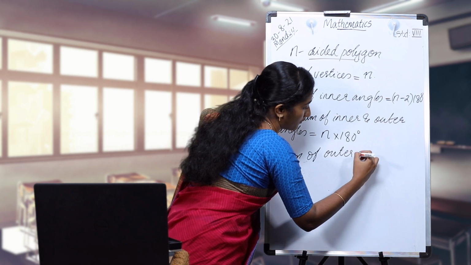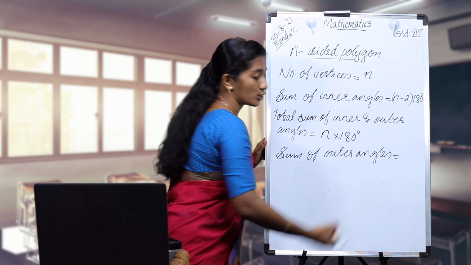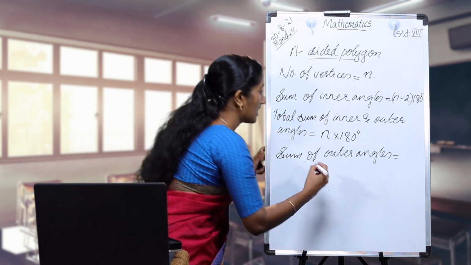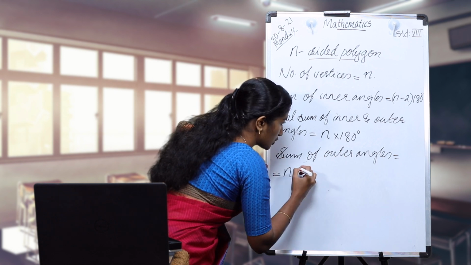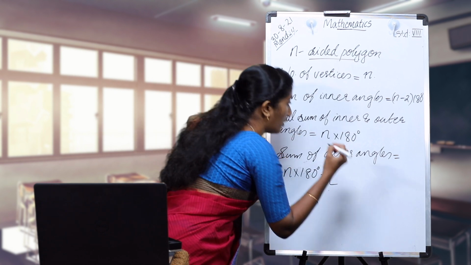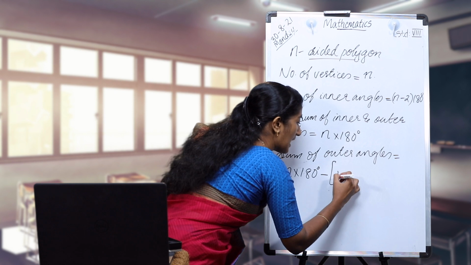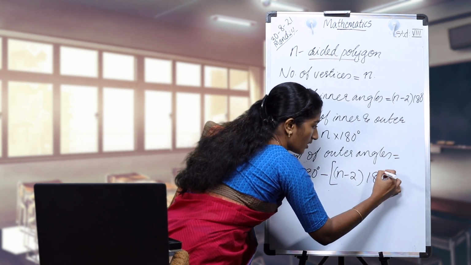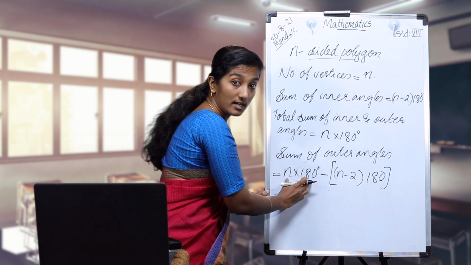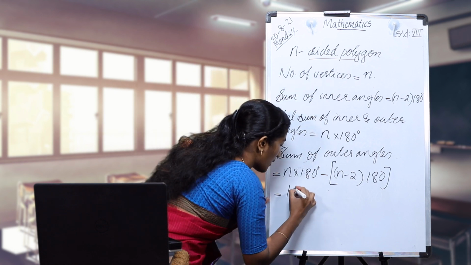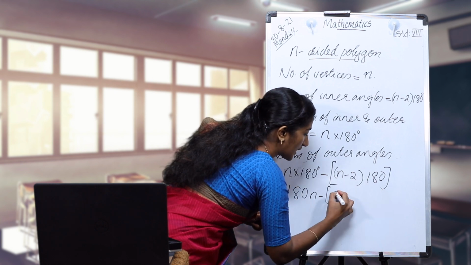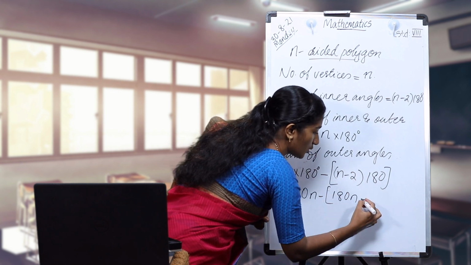Sum of outer angles is equal to, here, what is the total sum of inner and outer angles? 180 degrees, n into 180 degrees, minus the sum of inner angles. The sum of inner angles is n minus 2 into 180 degrees. What is the product, 180 into n or n into 180? It is 180n, minus 2 into 180, which is 360 degrees.